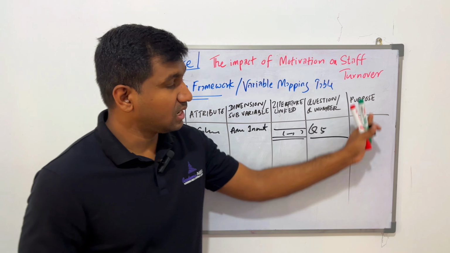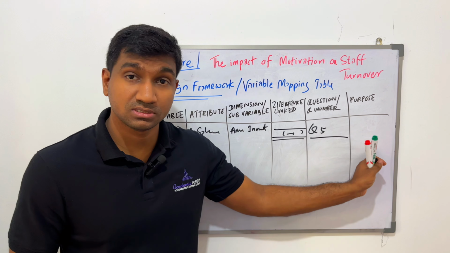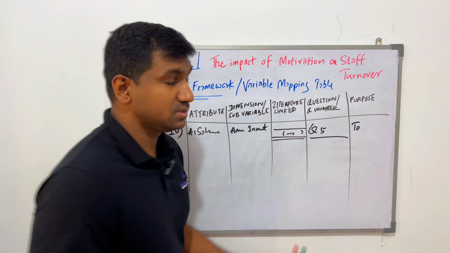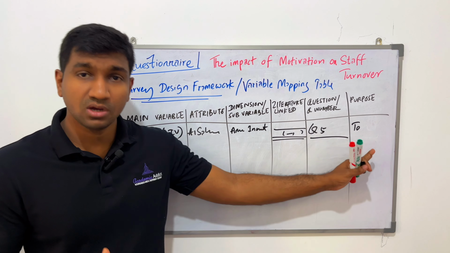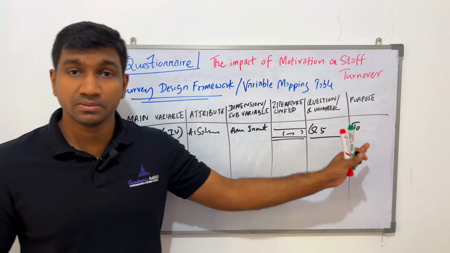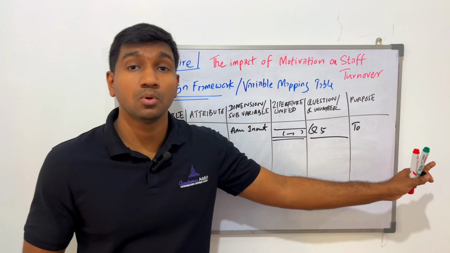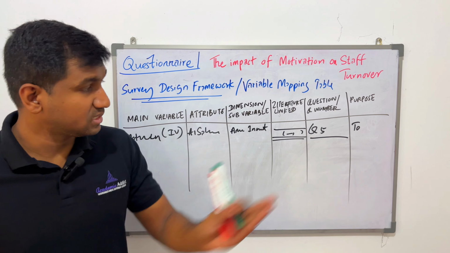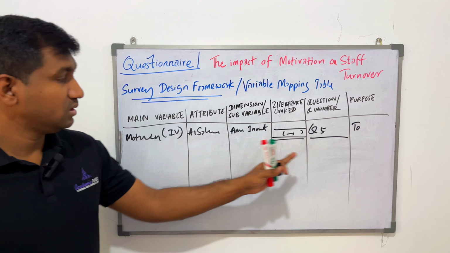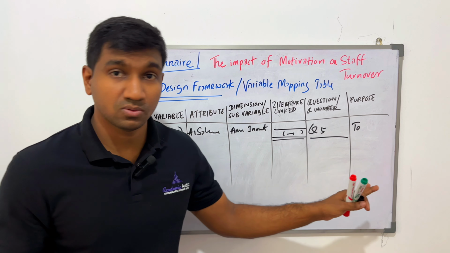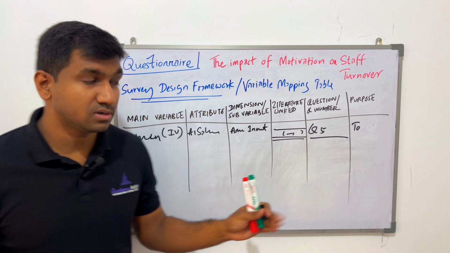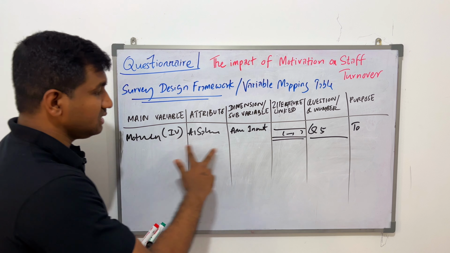Okay. And the last column is your purpose. Purpose starts with 'to'. What's the purpose of this question? To find out whether salary or annual increment has an impact on the employee turnover. So, to find out whether annual increment has a significant impact on the turnover, employee turnover, right? So you see, everything is linked.